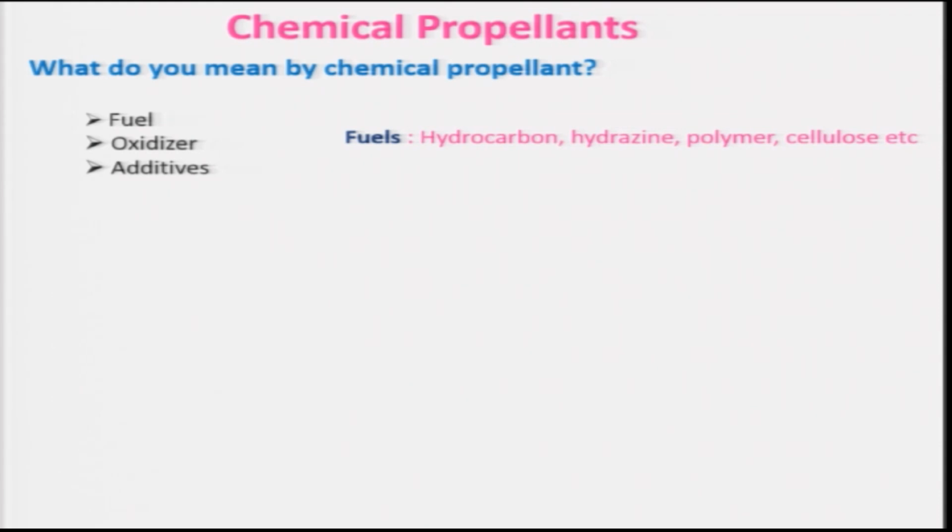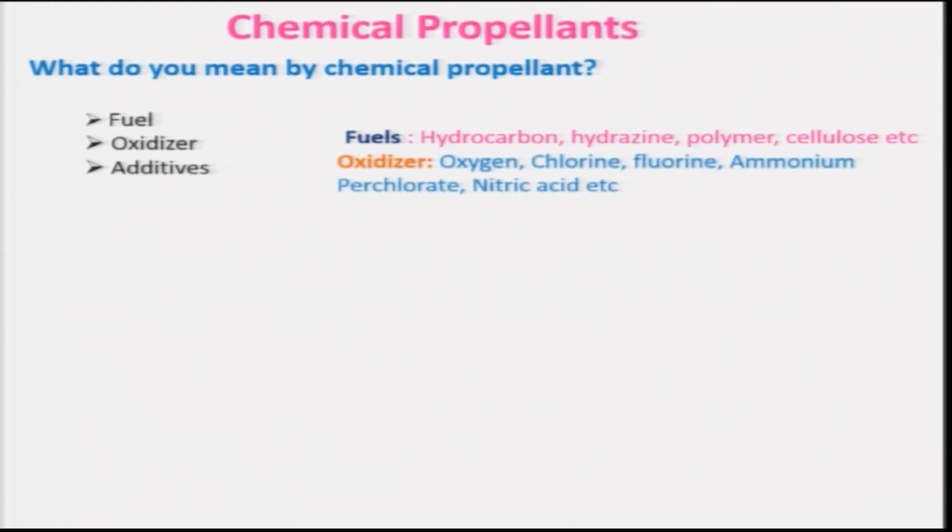And for the oxidizer, of course, oxygen is one of the important oxidizers, which we use as air in air breathing engines. But in the case of a non-air breathing engine, the rocket engine, we have to use oxygen, because we are carrying the oxidizer along with the fuel. Therefore, it is not advisable to carry the air with the vehicle. Besides this, chlorine, fluorine, ammonium perchlorate, nitric acids, and several others can be used as an oxidizer, as we will see.